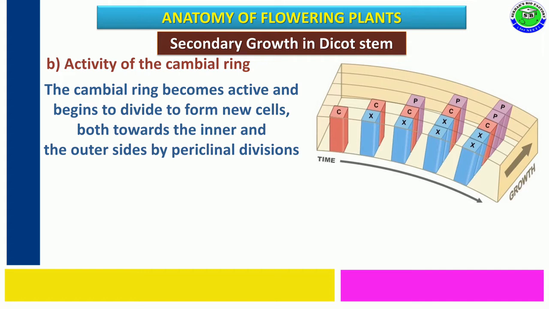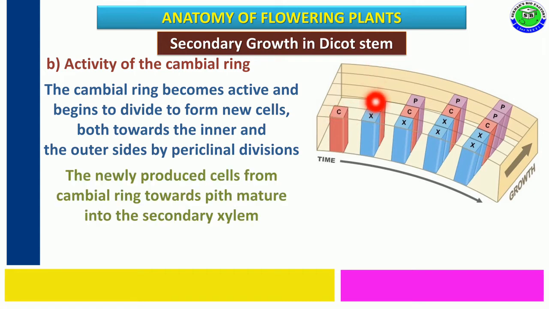At this time, the C represents cambium. When it becomes active, it can divide and produce new cells on both sides of the cambial ring. At this time, the cambium ring can form new cells towards the outside of the cambial ring, which become phloem, and inside, which become xylem.